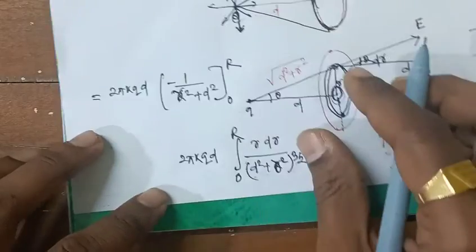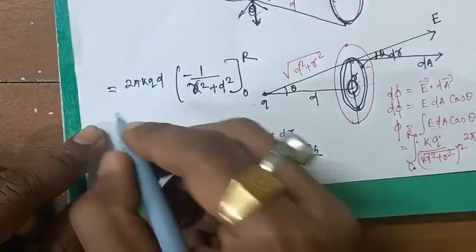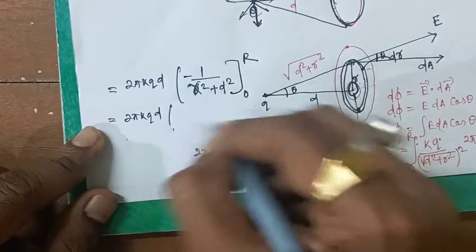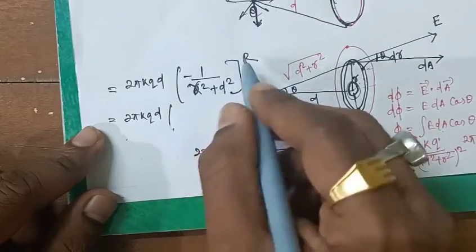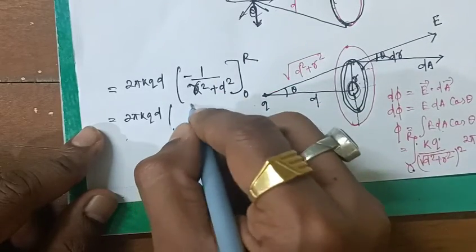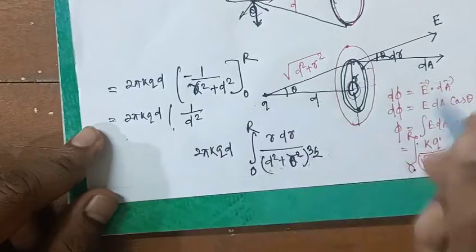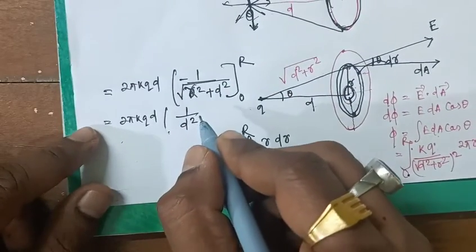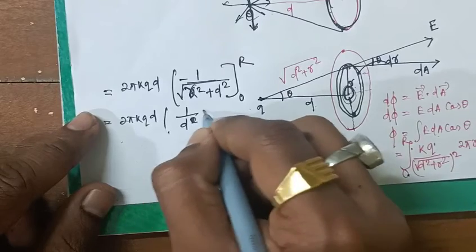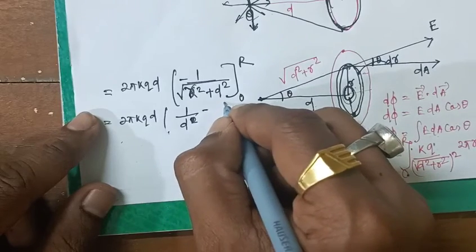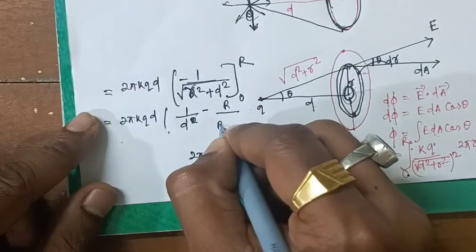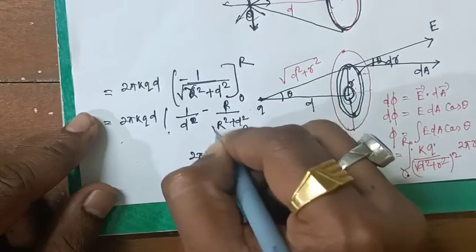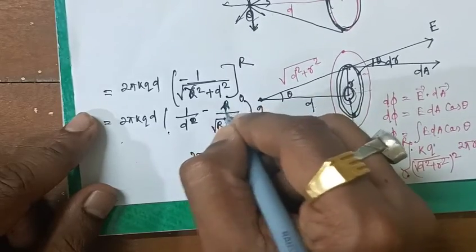Without wasting much more time, a student has to think about it on their own. So 2 pi k q d, and what is that? If I put my limits, this is nothing but 1 by d square. This result will become in terms of root over. So this is d minus, and this is r upon, and this is 1 upon root over r square plus d square. I hope this scenario is pretty clear to everyone.